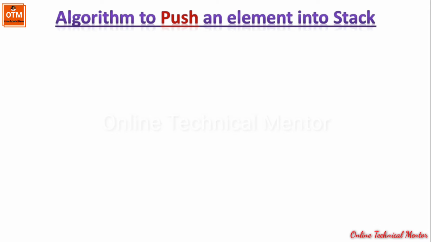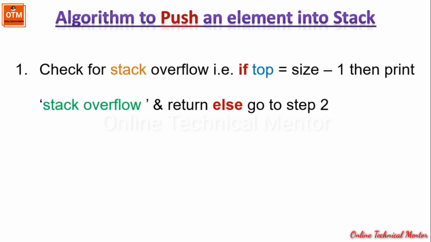So let's start with the algorithm to push an element into the stack. The first point is to check for stack overflow. That means before inserting any element, we will first check whether the stack is full or not. So how to check whether a stack is full or not? We have to check the top pointer. If it reaches the size -1 position, that means if top is equal to size -1, then print stack overflow and return to the main program. Otherwise, we go to step 2.